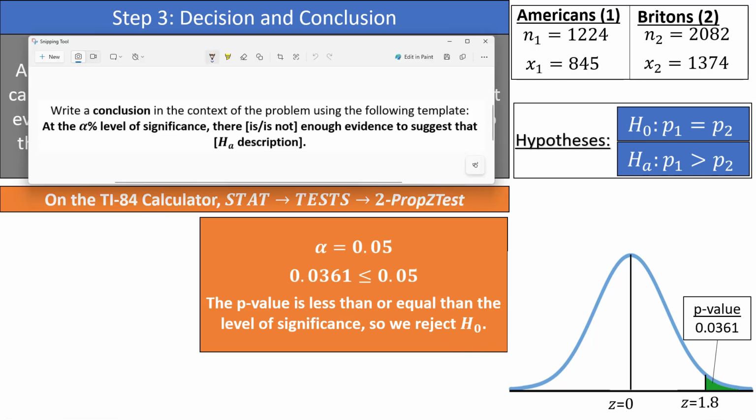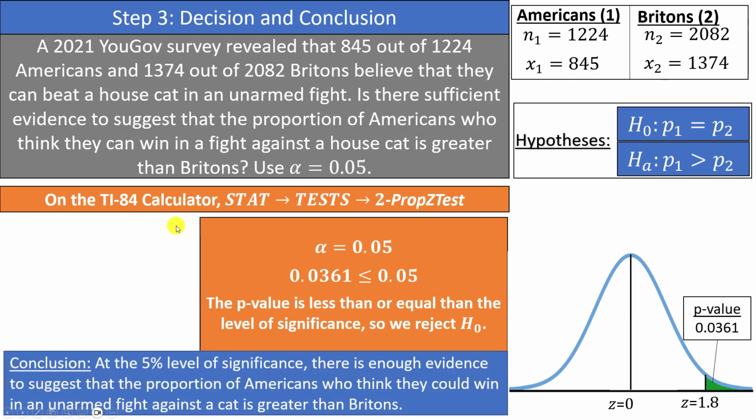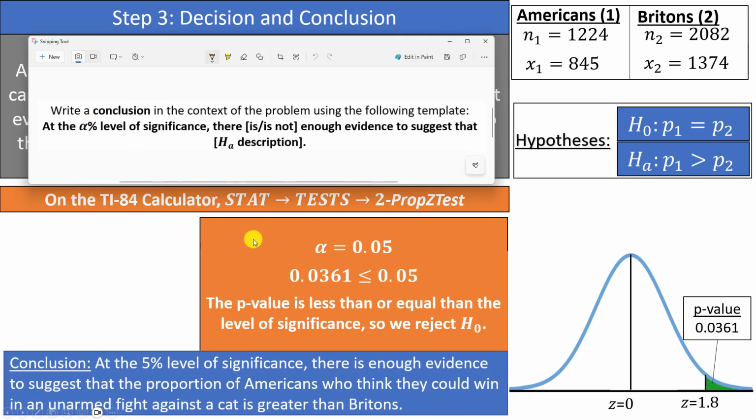And finally, we can go ahead and write our conclusion, using this general template here again. So we would say at the alpha percent level of significance, in this case 5%, there either is or is not. Well, we're going to say that there is enough evidence, right? There is enough evidence since we rejected our null hypothesis to suggest that the alternative hypothesis, which is the proportion of Americans who think they can win in a fight against this cat, is greater than that of Great Britain. And that would be the end of the problem.